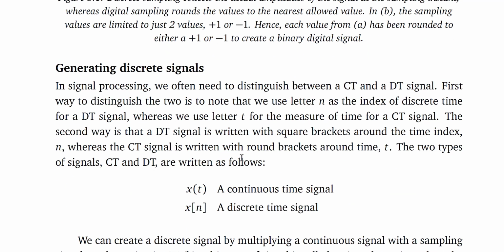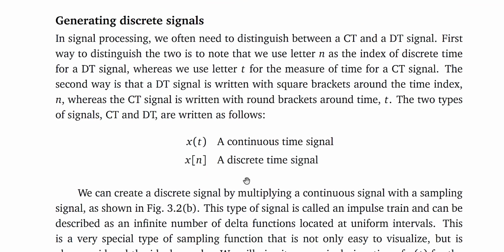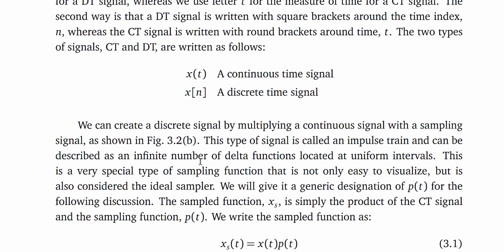So how do we generate discrete signals? Well, first of all, let me just go over the terminology that I use in my book. When I write x with these round parentheses, x of t, that stands for a continuous time signal. And when I have square brackets with an n in the middle, that's a discrete time signal. So this right away gives us a clue that when we are talking about time for a CT or a continuous signal, it is referenced as t, and when we're talking about discrete time, we're talking about n, which is a sample number.